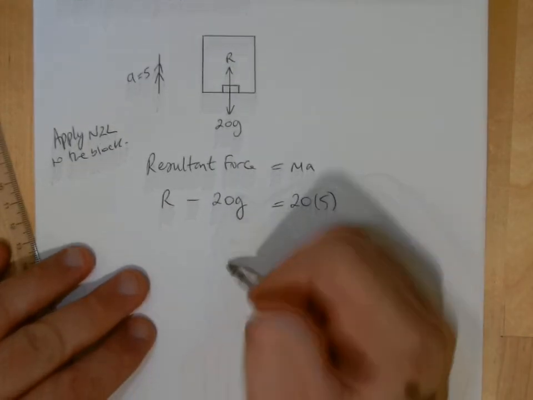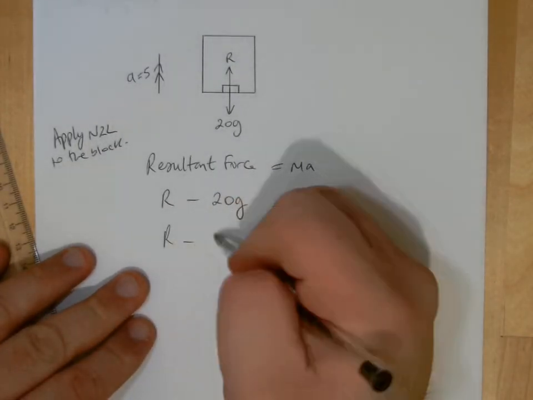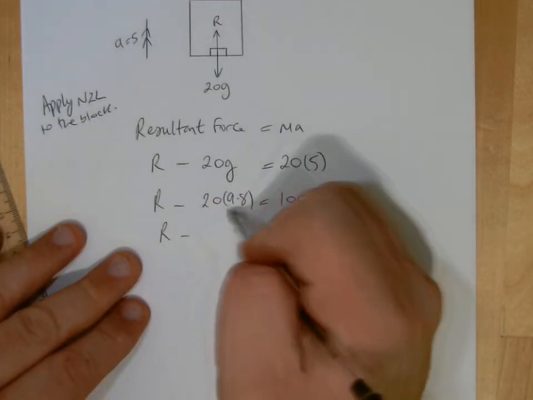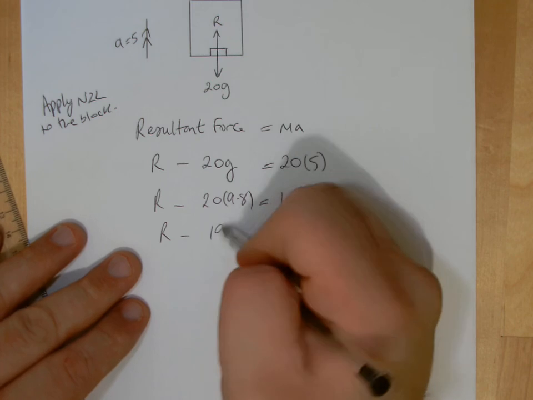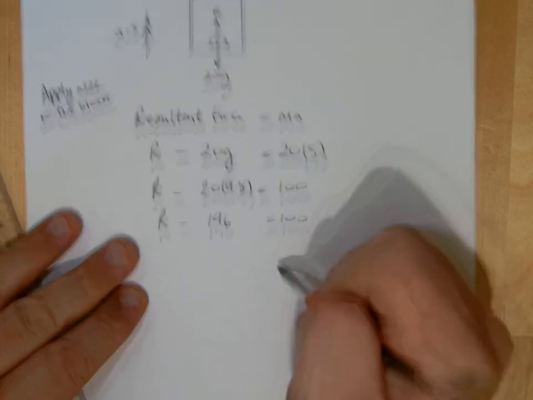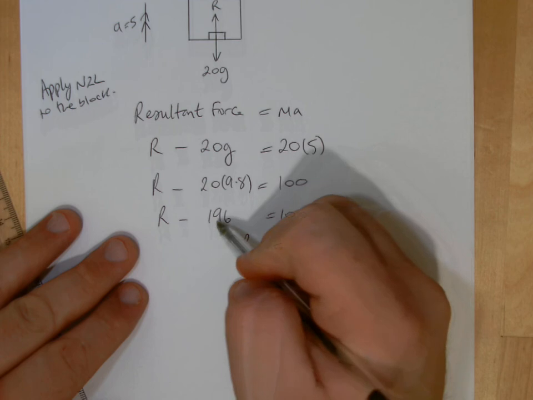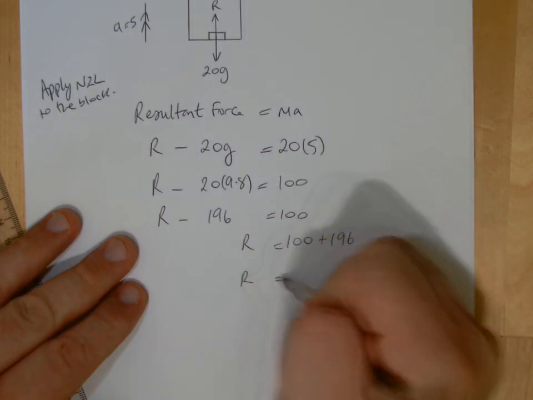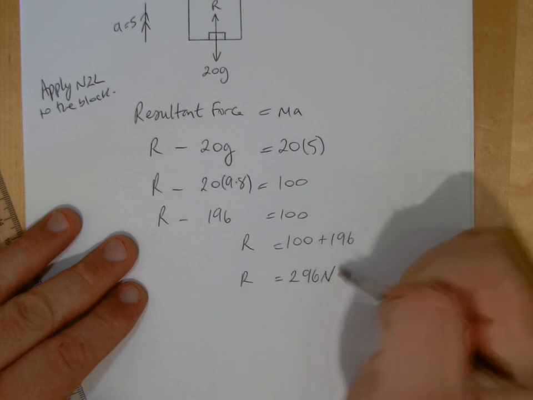So I'm working on R from here. 20g, 20 times 9.8. 20 times 5 is 100. 20 times 9.8 will be 196. Then a little bit of a rearrangement, take that over, you get 100 plus 196. So R will equal 296 newtons.